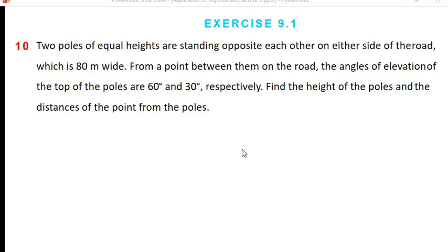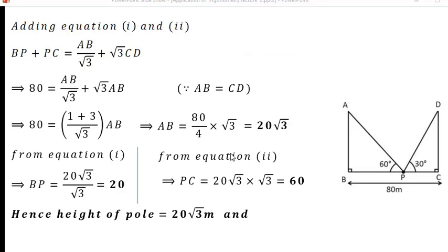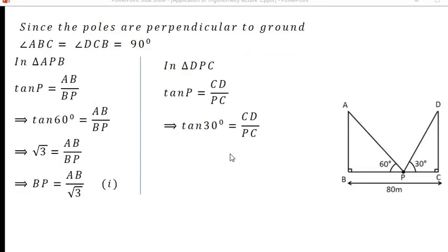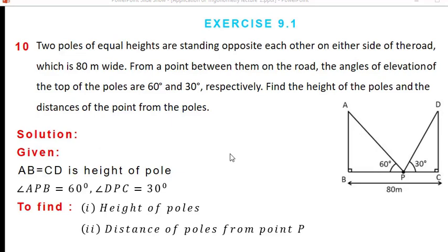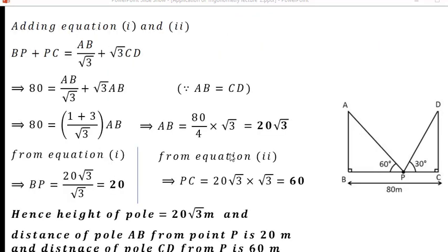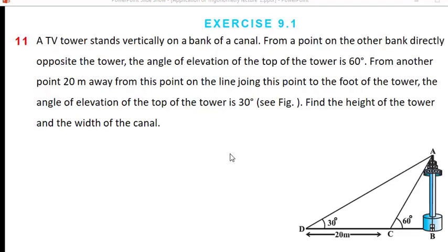Okay, this will help you out in the further questions. Now, two poles of equal height are standing opposite to each other on either side of the road, which is 80 meter wide from the point. Okay, this problem we have done, na? What problem we have discussed? 10th problem. Okay, 10th problem again repeating. So this, as we have done already, 11th problem. Let us move to 11th problem.